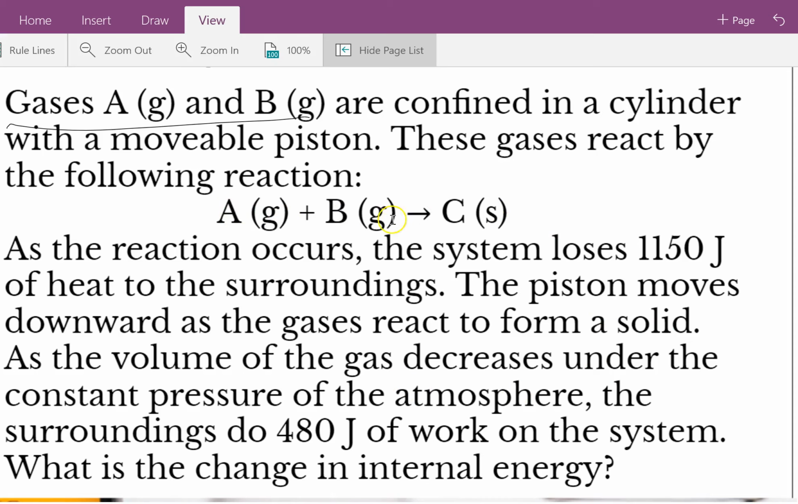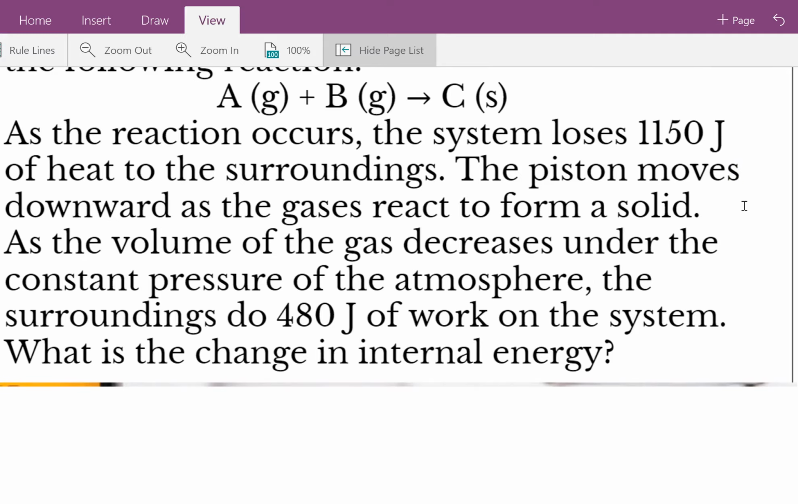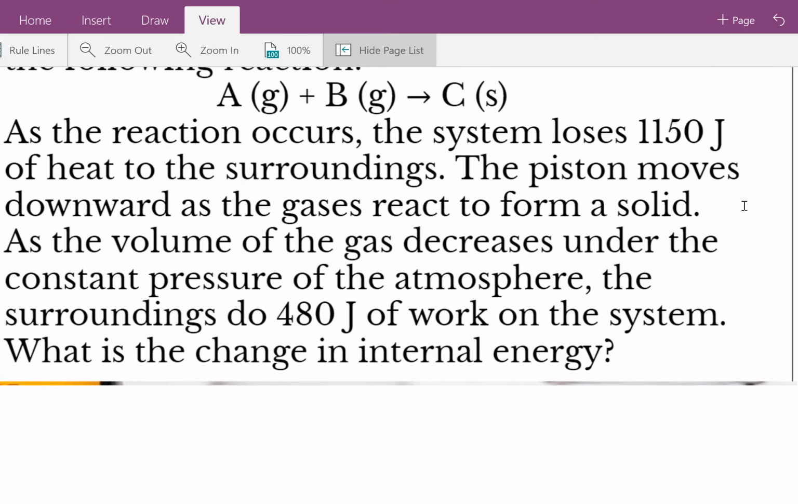A gas plus B gas goes to the product, which is a solid. As the reaction occurs, the system loses 1,150 joules of heat to the surroundings. The piston moves downward, which should indicate doing work on the system, on the surroundings, and the gases react to form a solid. As the volume of the gas decreases under the constant pressure of the atmosphere, the surroundings do 480 joules of work on the system.